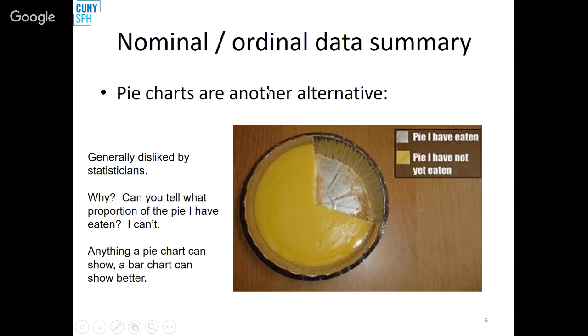Pie charts are another alternative, but one that tends to be frowned on by statisticians who don't know how to have fun. Those who know how to have fun know that pie charts have their place sometimes. That's why they can be popular in newspapers and stuff, because they can be visually appealing, like this example of a pie, part of which has been eaten and part of which has not been eaten. Can you tell which is which?